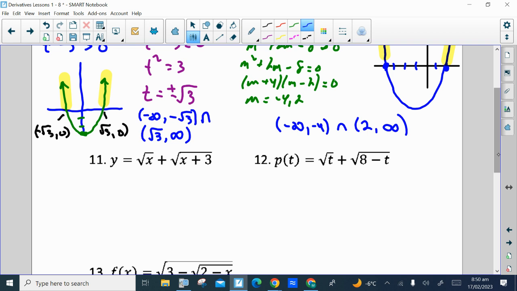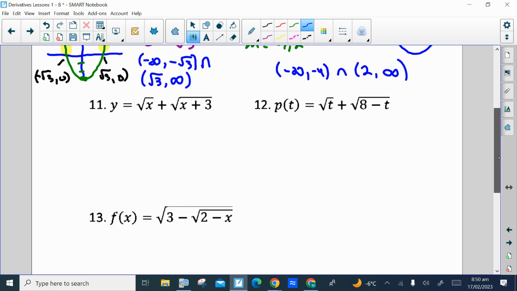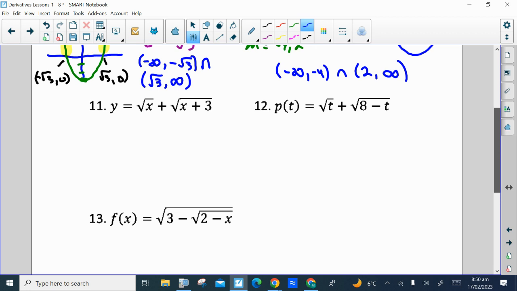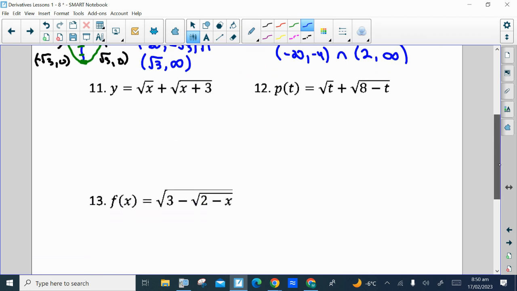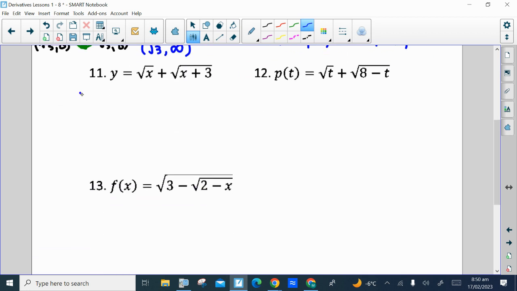All right, number 11. So no denominator here. So a value of 0 isn't an issue, but we've got radicals. We've got two different radical expressions, two different radicands. And both of them have to be greater than or equal to 0. So that's where we'll start. We'll say that the first radicand, x, has to be greater than or equal to 0. The second radicand, x plus 3, has to be greater than or equal to 0.